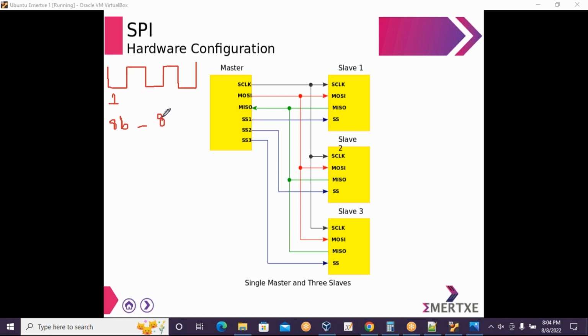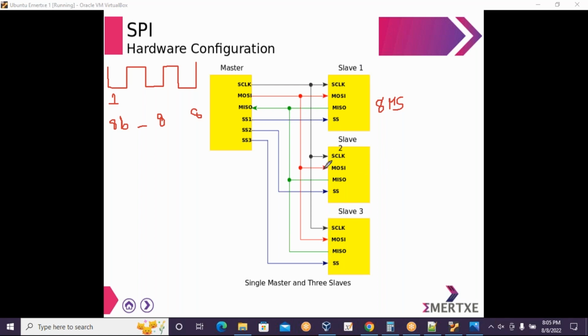Now let's say I want to transmit 8 bits of data to slave 1. How much duration will I be taking? Correct, 8 microseconds. I am going to select slave 1 using SS1, and to transmit 8 bits of data from master to slave, I'm going to make use of 8 clock pulses, and in just 8 microseconds, I'll make sure the data from the master has reached slave 1.